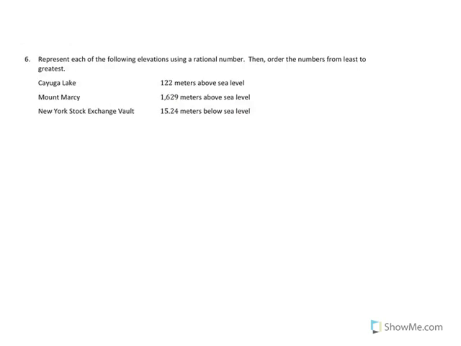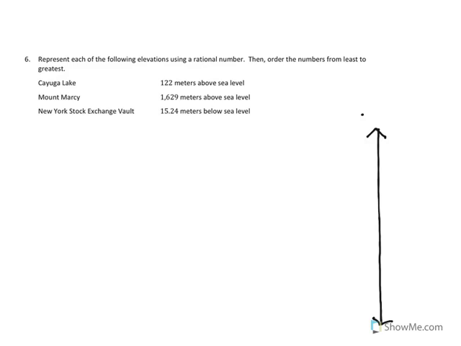Okay, number 6. Represent each of the following elevations using first a rational number, and then order the numbers from least to greatest. So we're talking about sea level and below sea level, so if you think about ordering, we want to think about a vertical number line. So let's start by putting in our rational numbers, and then draw our number line.